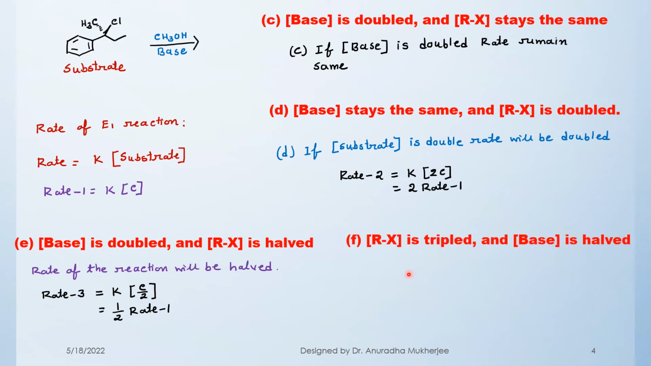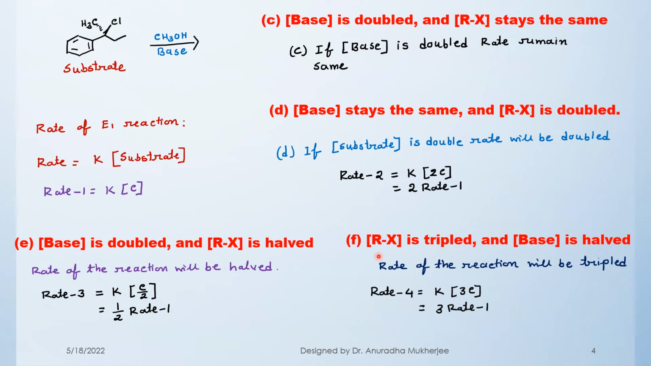Now in the fourth case, the same thing: the concentration of base is not going to affect the rate of the reaction, but definitely the rate of the reaction will now be 3 times the first rate of the reaction. So I think now you understood the explanation.